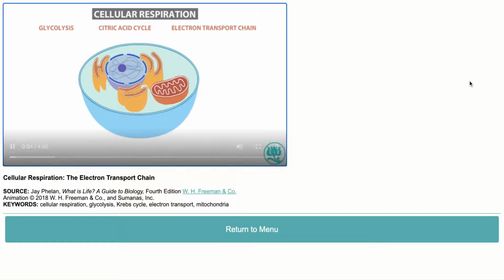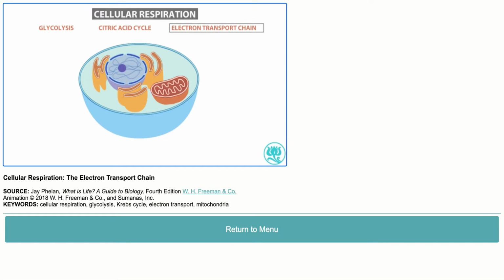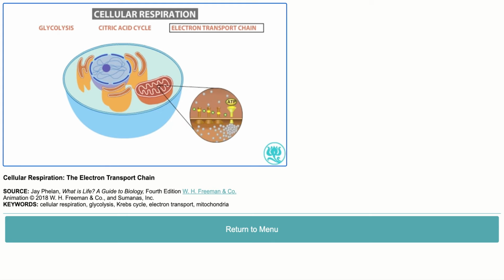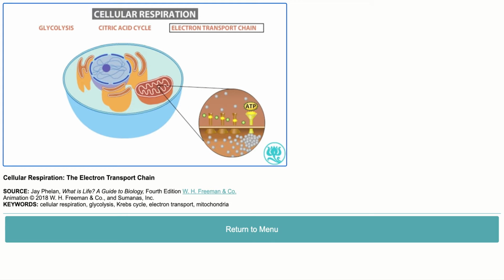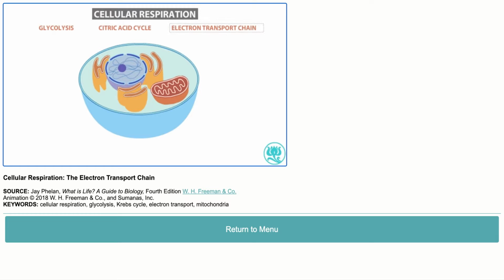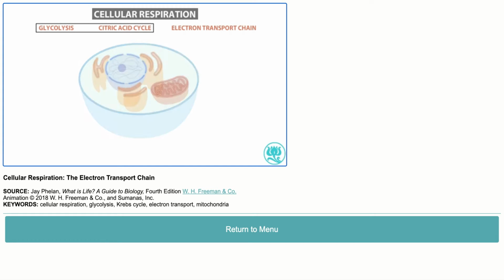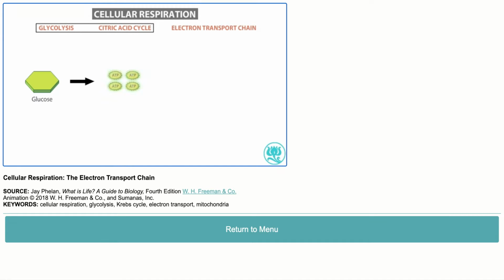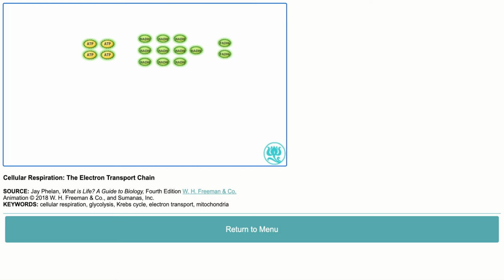The last step in cellular respiration, called the electron transport chain, takes place in mitochondria. This step is essential for producing enough ATP for animals and many other organisms to survive. The first two steps in cellular respiration, glycolysis and the citric acid cycle, produced a small amount of ATP from the breakdown of glucose. These steps also produced NADH and FADH2 molecules.